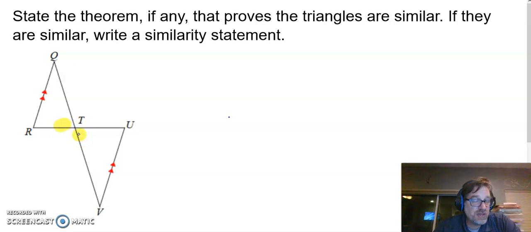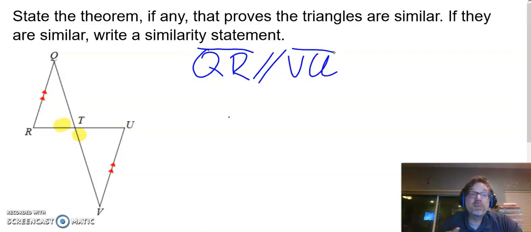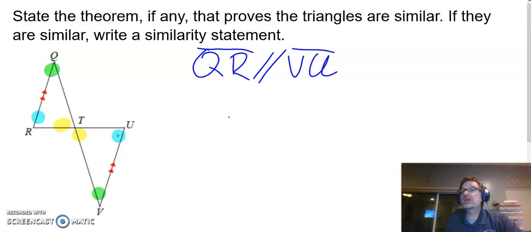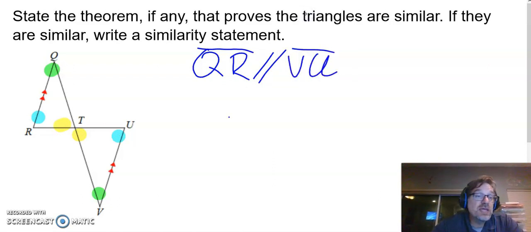And then they don't have any other angles, or wait a minute, they have that QR is parallel to VU. And remember, when we have parallel lines, alternate interior angles are always congruent. So boom, boom, those two angles are congruent. Boom, boom, those two angles are congruent. Now that we've got all those congruent angles, do we have similar triangles? Yes, we do, because of the angle-angle postulate.